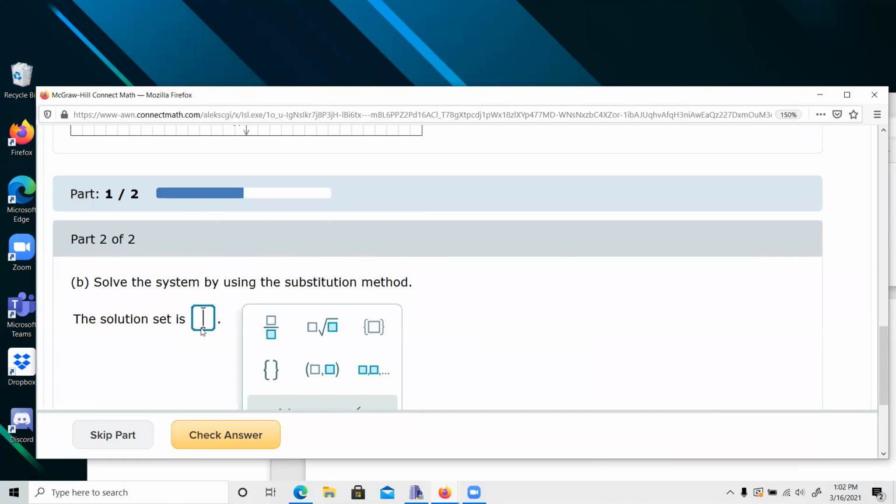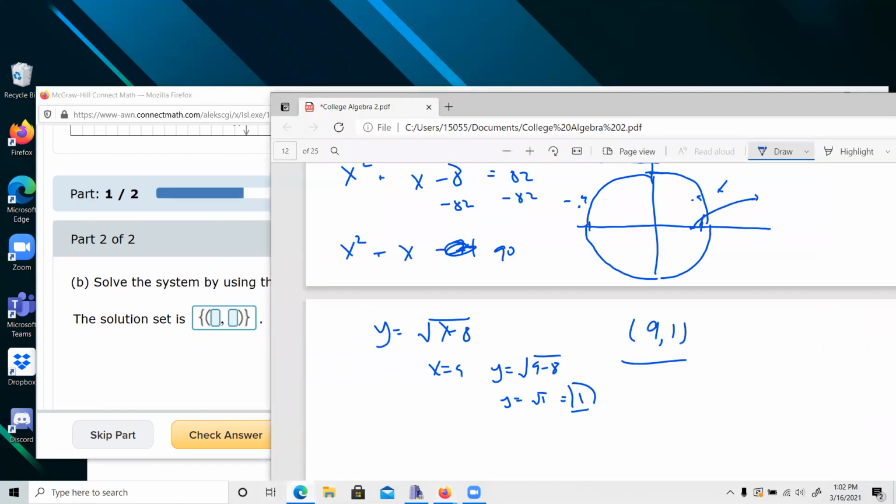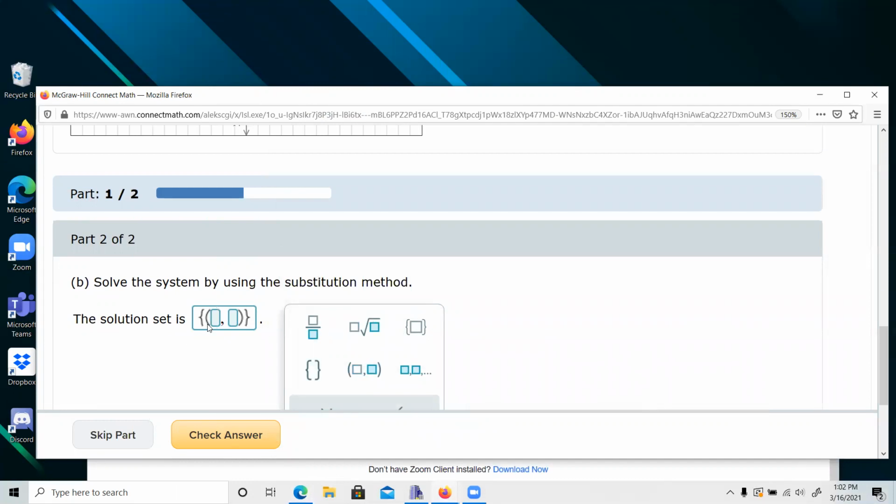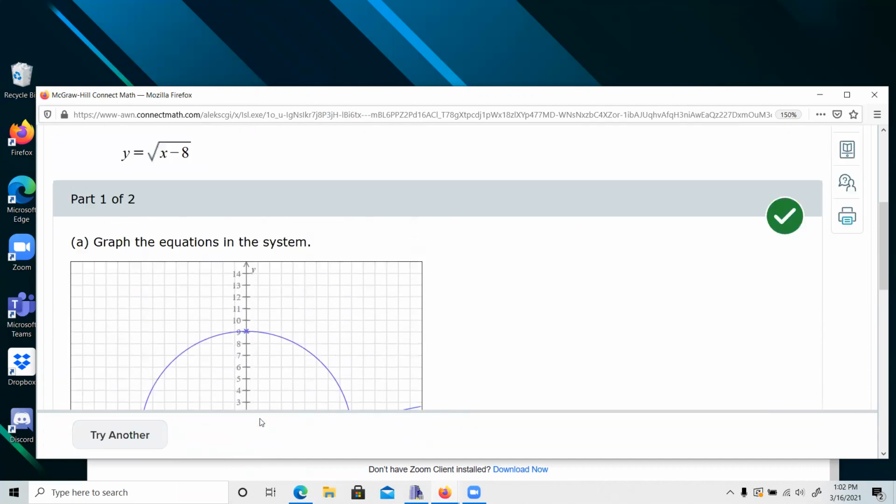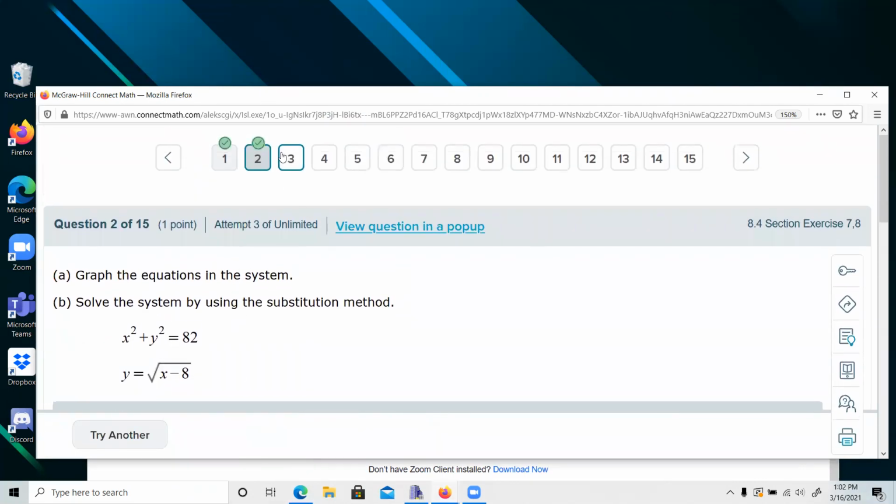Okay. And then the solution set. And again, they want you to do that. They're not going to mark you wrong if you don't, but they will yell at you. Okay, we have 9 and 1. 9, 1. Answer. Hooray.